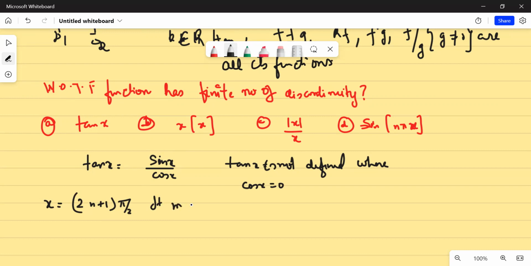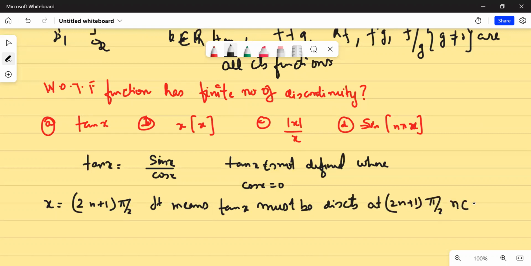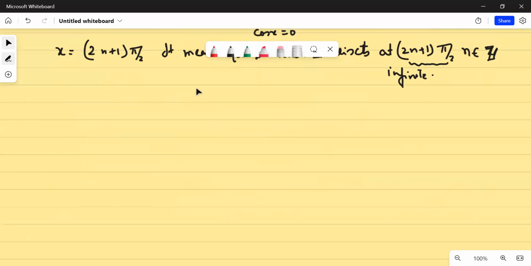It means that at all these points, your tan x must be discontinuous. And this is something that you can verify from the graph also. At (2n plus 1) pi by 2, where n belongs to Z. So if n belongs to Z, how many points are these? There would be infinitely many points because there are infinitely many integers. So there are infinitely many discontinuities for tan x. Is that clear? Yes, sir. So this cannot be the case. Forget about it. If you want to draw the graph also, I can draw that for you.